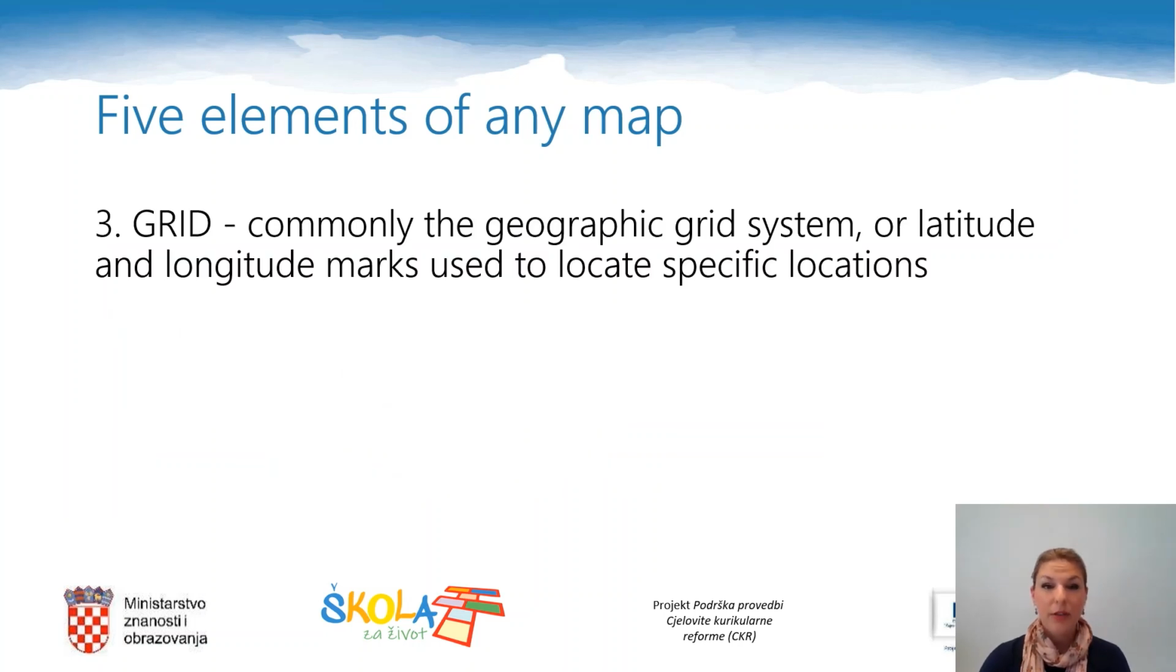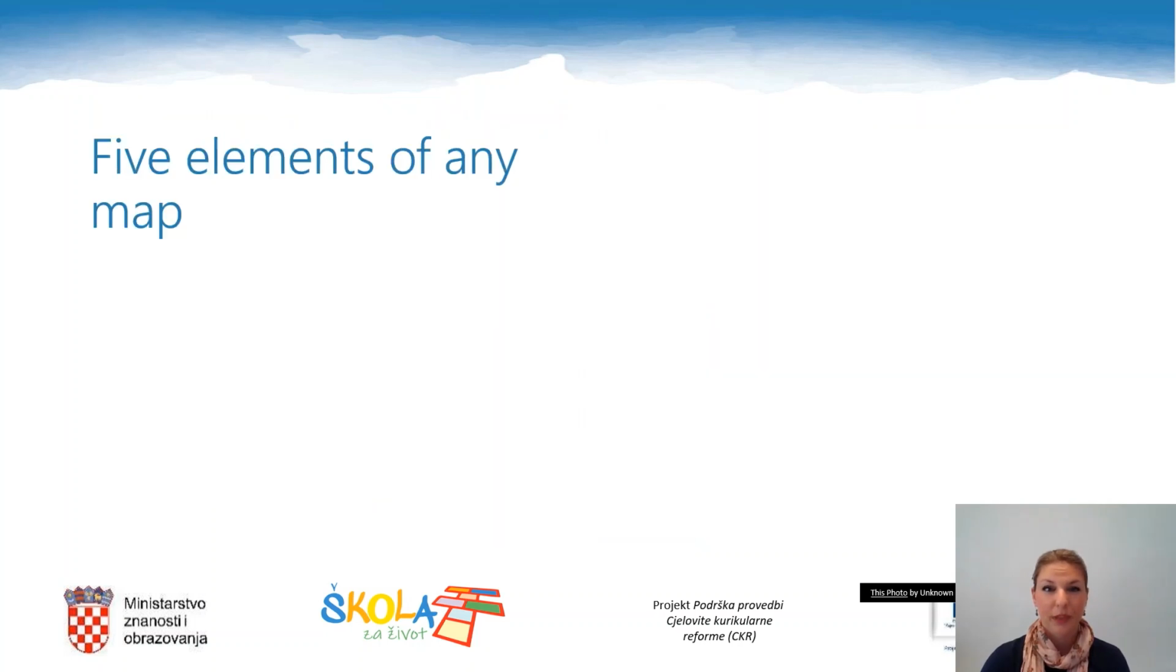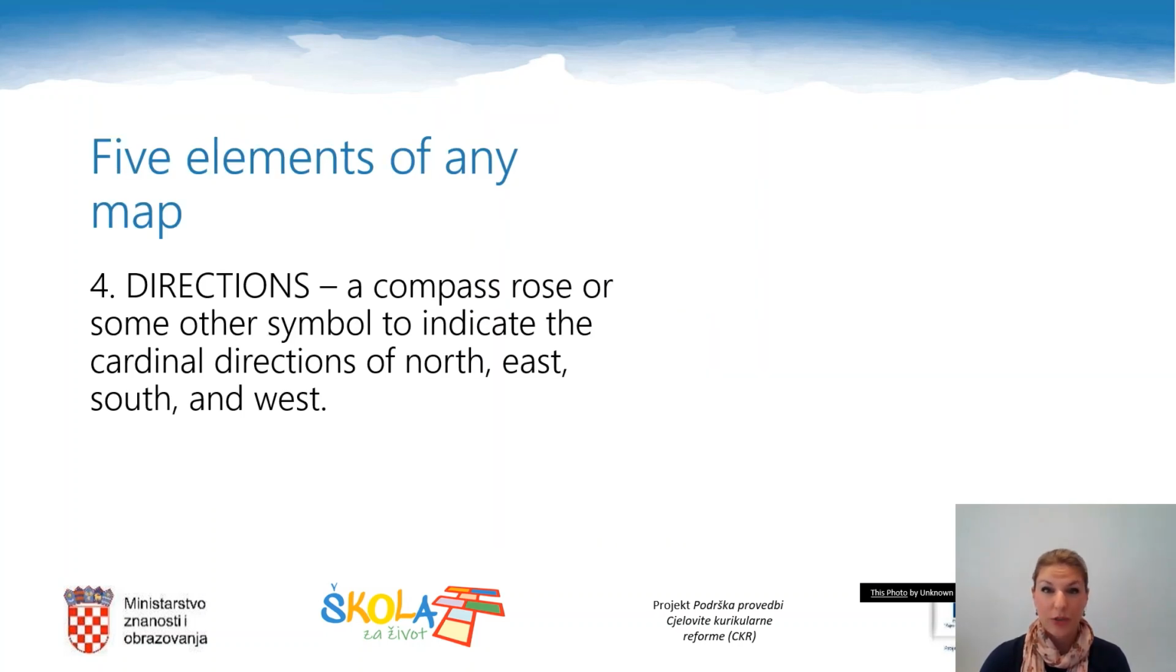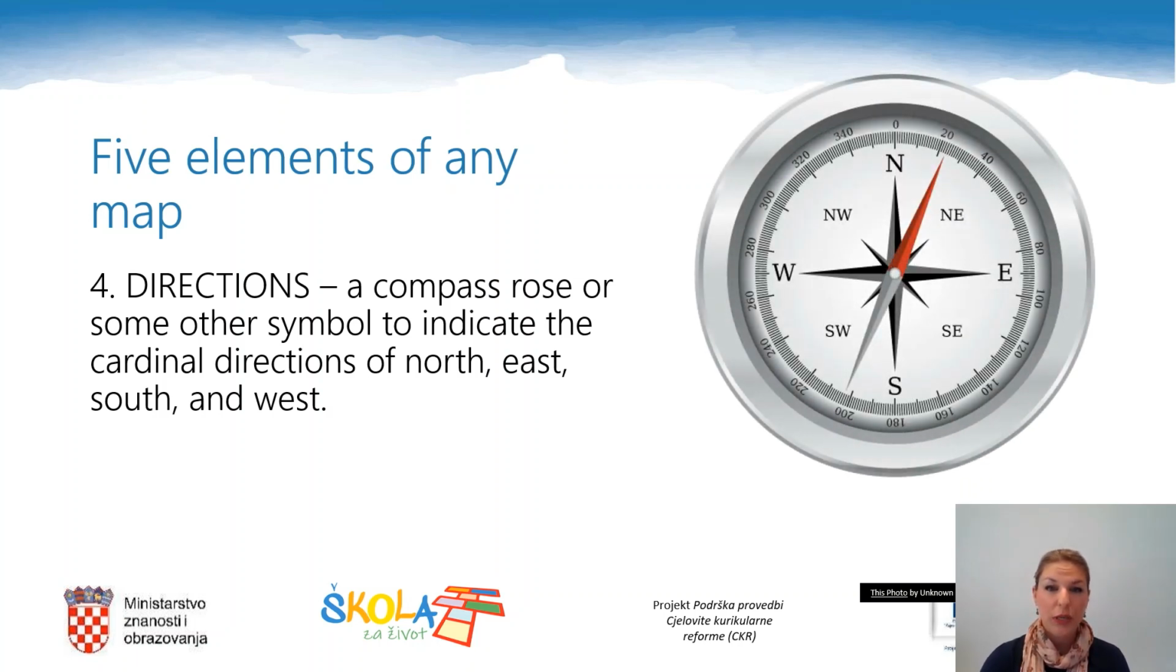The third element is the grid, which is commonly the geographic grid system or latitude and longitude marks used to locate specific locations. Latitude is flat and longitude goes up and down. Your next element would be directions. It could be a compass rose or some other symbol used to indicate the cardinal directions of north, east, south, and west.